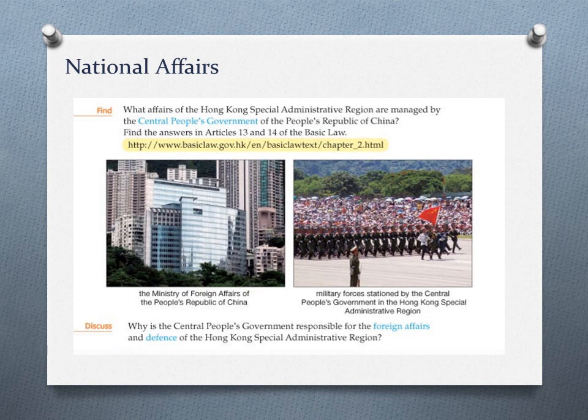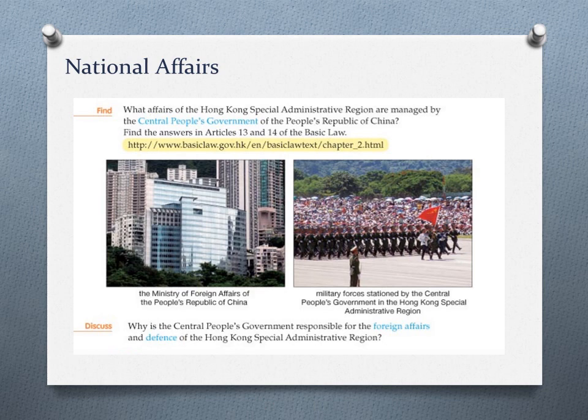Now, we looked at the regional affairs in the last slide. In this slide, we'll take a look at national affairs. I told you a few seconds back what is national and what is regional. A region is small. When we talk about national affairs or nation, it is one big nation, and that is China. After the handover, the Chinese government said they will take care of 2 affairs, and those affairs are the military forces and the Ministry of Foreign Affairs.